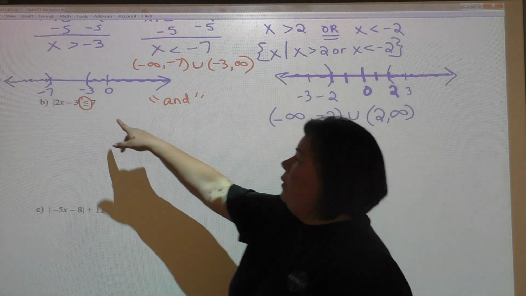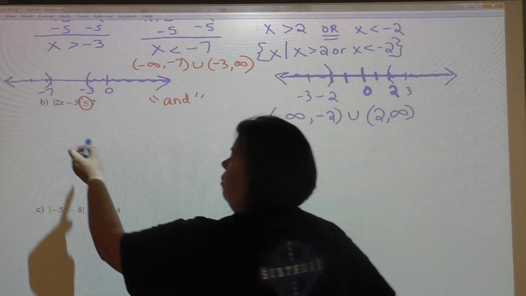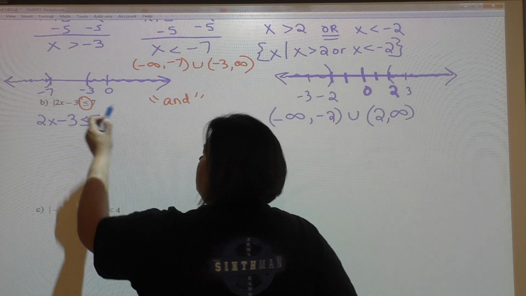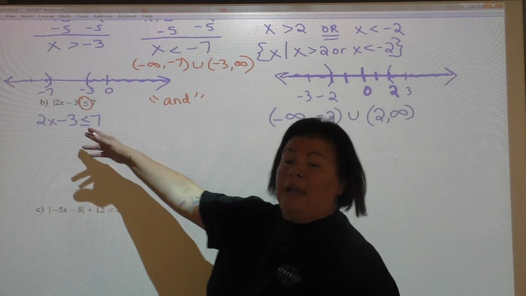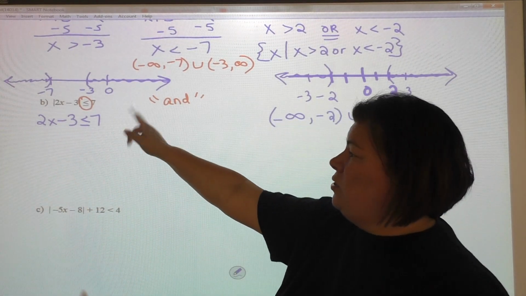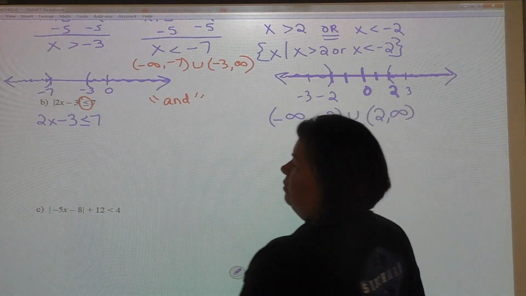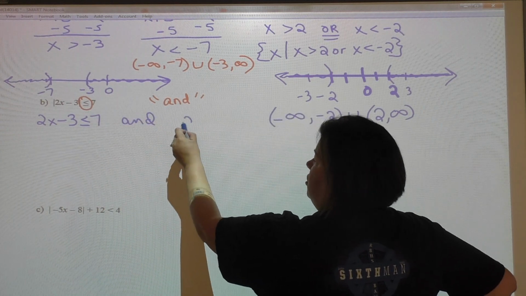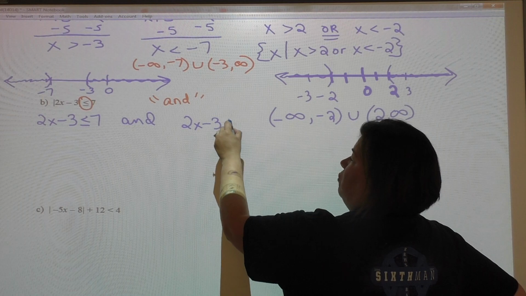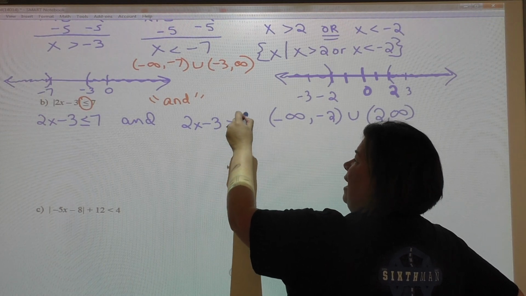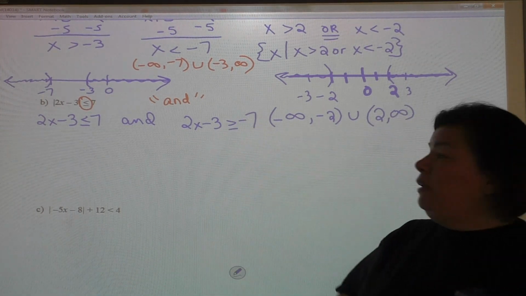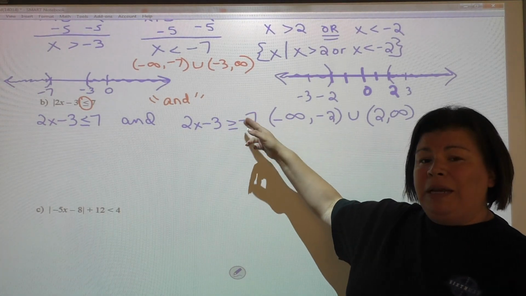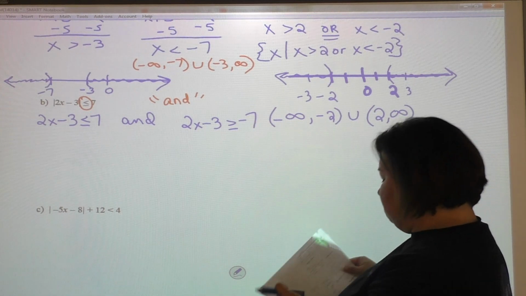So if we were to go ahead and do this, we know that without the absolute value bars, we're going to split that into 2 separate equations. Again, without the absolute value bars. So inequalities, 2x minus 3 is less than or equal to 7. And we're going to do another one, which is 2x minus 3 is greater than or equal to negative 7. So notice that we flipped not only the inequality sign, the direction of it, but also we made it the opposite of 7, which is negative 7.